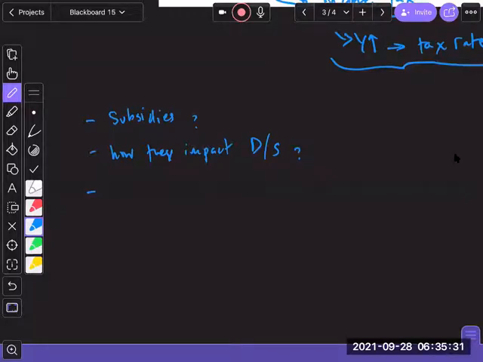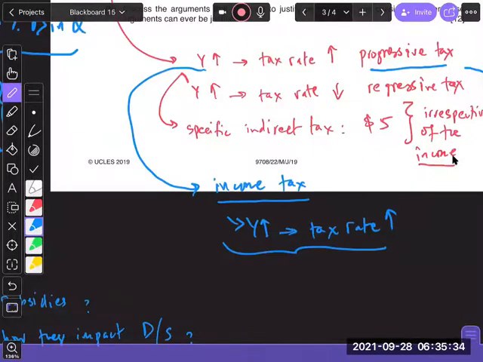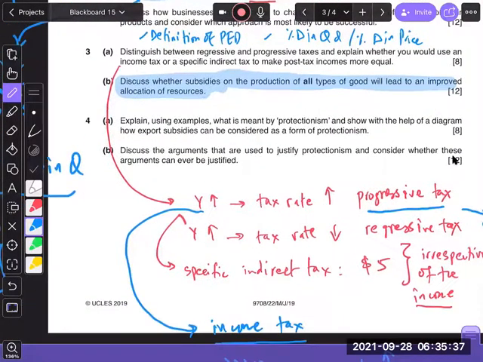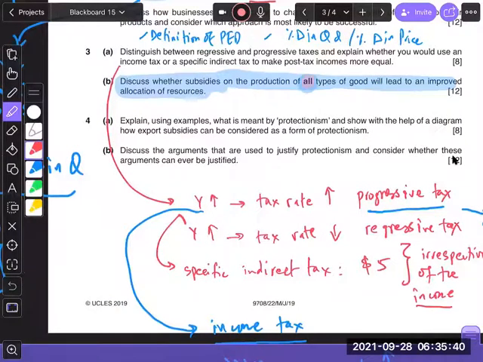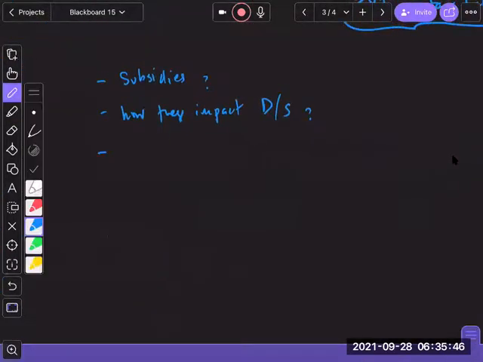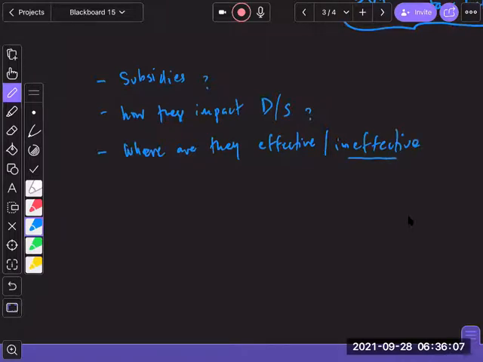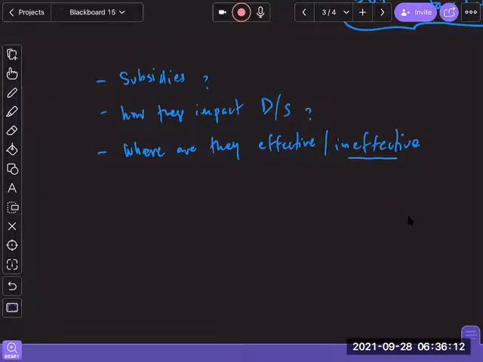Then, because the question is asking us to discuss whether subsidies on production of all types of goods, the keyword here being all types, will lead to an improved allocation of resources, we'll also discuss where they are effective or ineffective. So this is what we're going to answer in our question. Let's start with the first thing.